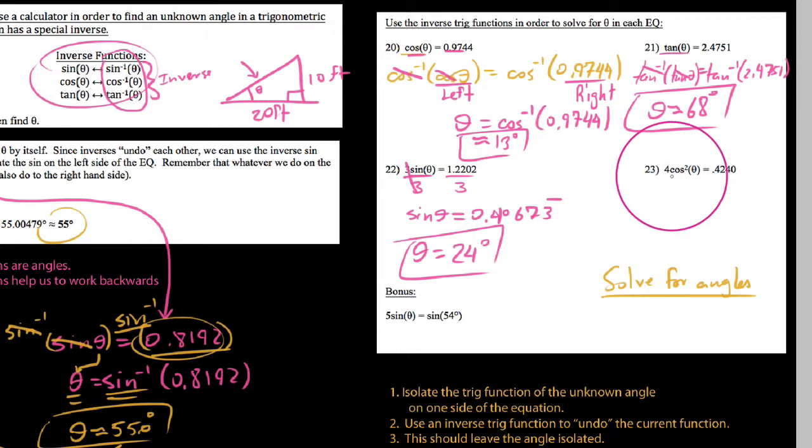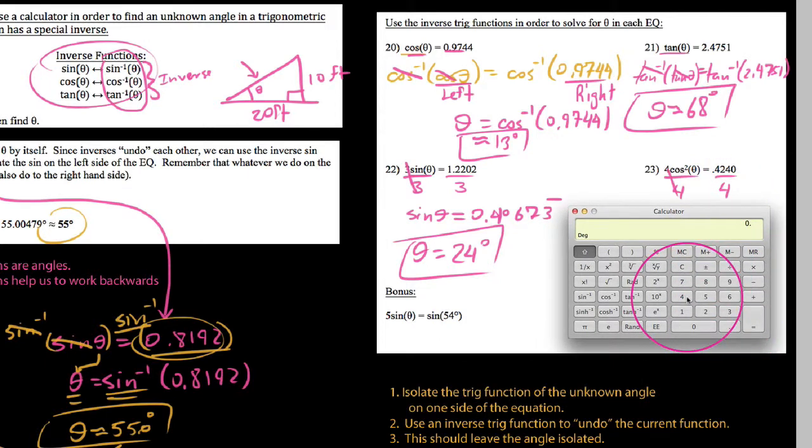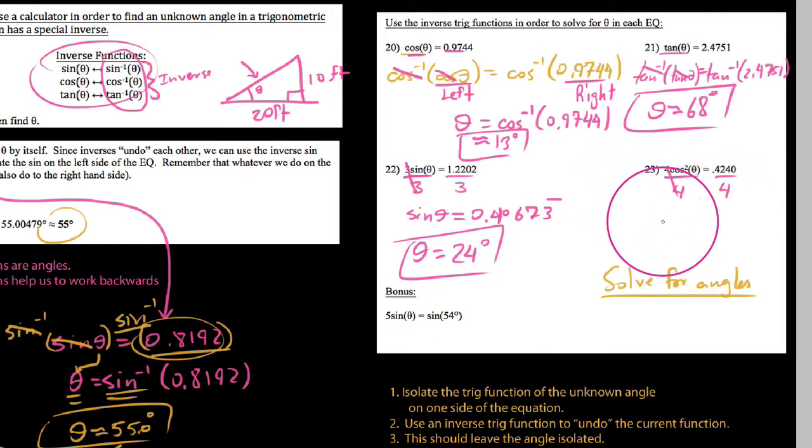Okay, and again over here we would divide by 4. This one's actually got another step built in. We'd say, well, let's get our calculator. On the right side, it looks like we have 0.4240 divided by 4. So 0.106. So now we have this. Cosine squared of an angle is equal to 0.106. Now we need to undo the squared. We have to isolate the trig function first. So we're going to take the square root of both sides.